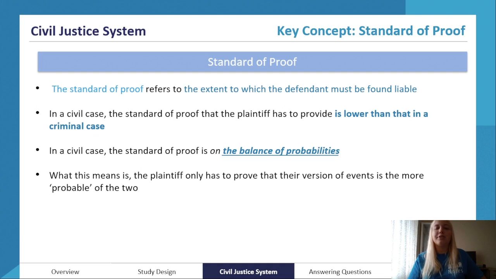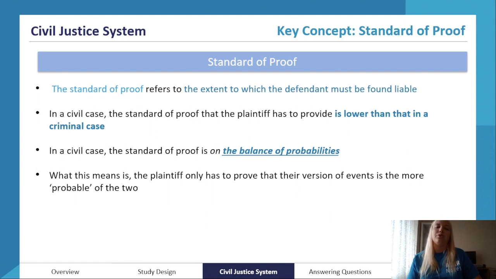Now, the standard of proof refers to the extent to which the defendant must be found liable. Or I've always liked my definition better: the level of evidence that is required to prove the defendant's liability or prove that the accused person is guilty. Okay? So the level of evidence that's required. In a civil case, we said it's on the balance of probabilities, which is a significantly lower standard of proof than beyond reasonable doubt in the criminal justice system.